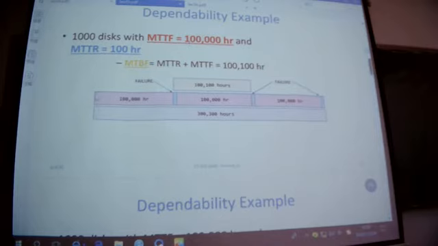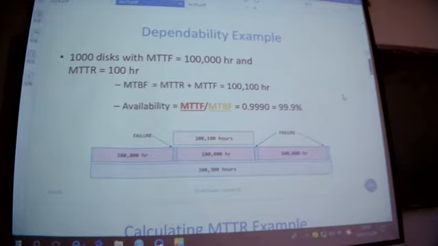So we can see from left to right, we have 300,000 and 300 hours. 300,000 hours are MTTF. 3 hours are MTTR. So this is small and little.